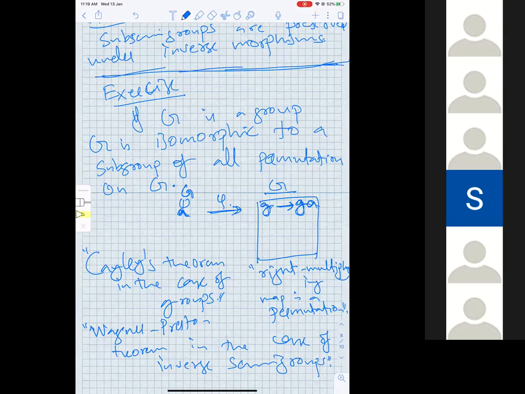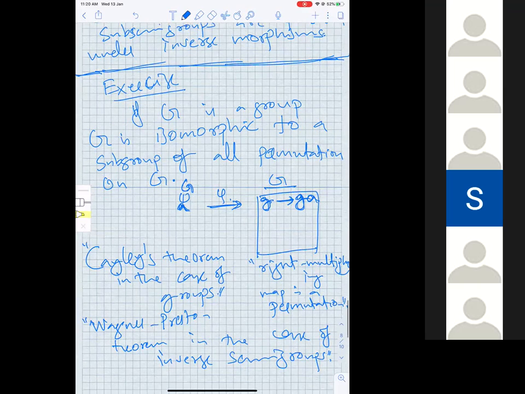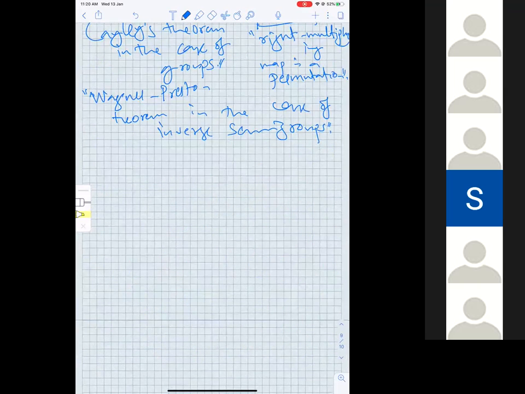I'll leave it to you to complete the details of this proof. It's not that complicated. It's very simple.